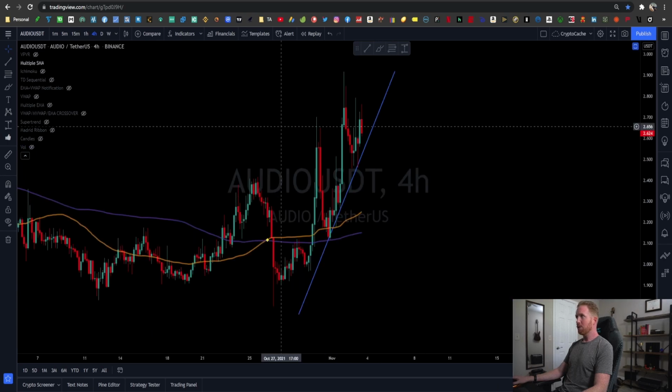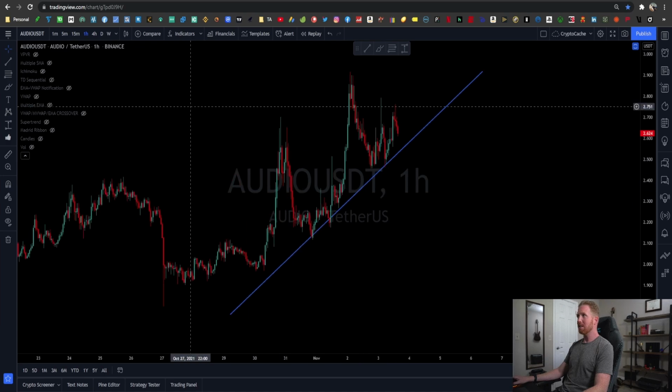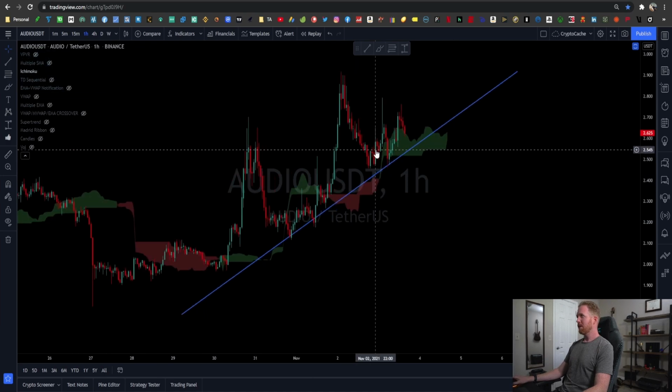RSI is in good shape too. So we're looking really good here. All in all, I see more bullish than bearish signs, which is fantastic. Looking at the 1 hour, let's go ahead and jump right into the Ichimoku cloud. All right, I love this too.